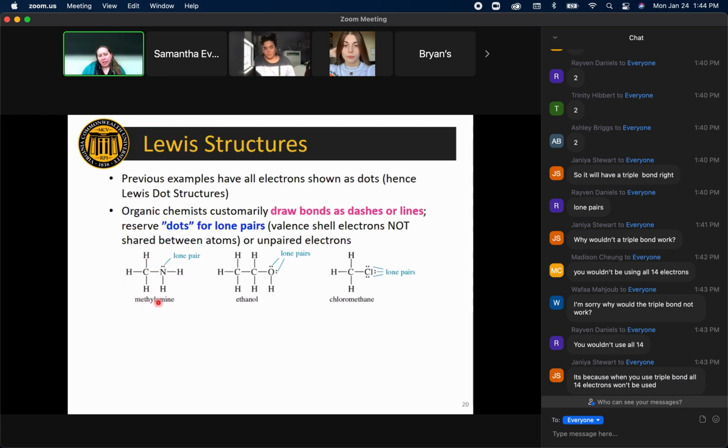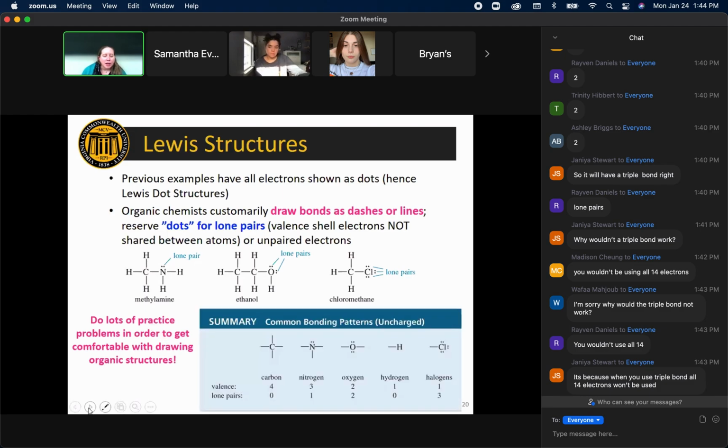So I've given some examples here of Lewis structures that show all of the electrons. You'll see in each of these structures, every atom has a full octet. Some atoms have lone pairs to be able to get their full octet, but all of the bonds are shown as lines instead. Okay, the other thing to mention here is that really you have to do practice problems to get comfortable with this. And I wanted to put this up here because this is a chart that shows common bonding patterns for some of the more common elements that we're going to be using in organic chemistry.